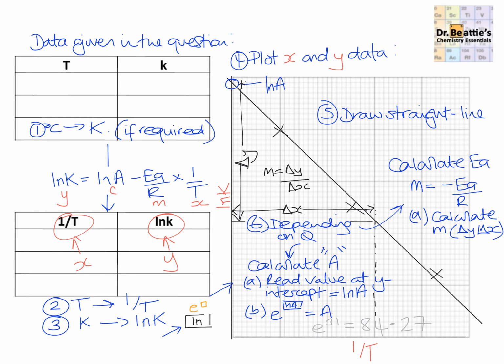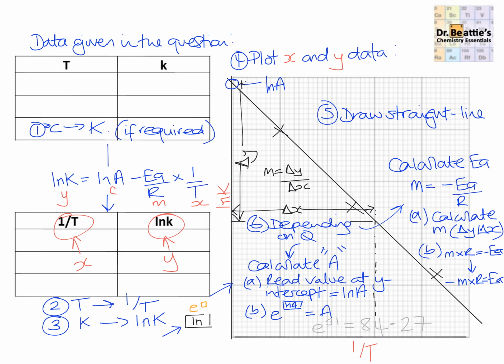Now with this gradient, we can then rearrange the equation m is minus EA over R. So if I keep EA fixed and move the gas constant over, then obviously R was divided here, so it's times the gradient, but that gives us minus EA. So we just need to get activation energy in a positive form. So we're just taking that negative over. So it's minus gradient, so whatever you work out as the slope, times the gas constant R, which is 8.31, and that's given on the datasheet, and then that will generate your activation energy.